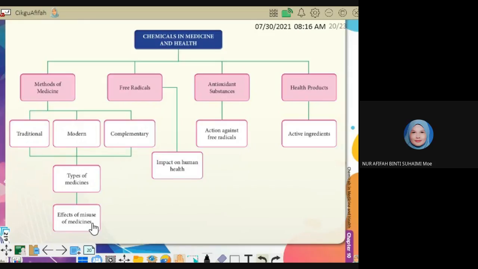Let's say the doctor asks you to take for 5 days, but you didn't. You just take for 2 days only. So the bacteria will stay inside your body and it will not be killed.